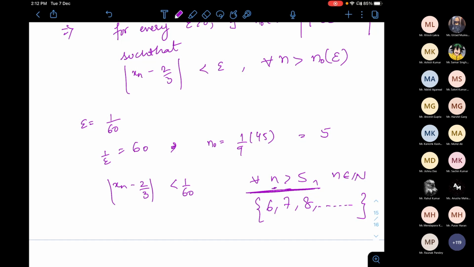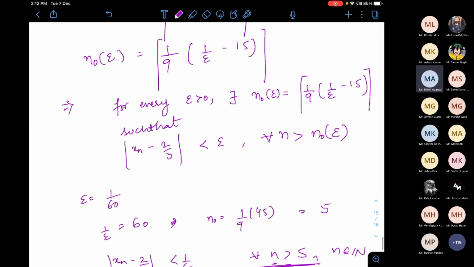That's why I always ask students that if you have this type of confusion and you don't want to cross check, why don't you choose some number, so that at least 5, 10, 1, 2, so that you don't get confused in the exam. Ma'am, if in the exam we write n naught of epsilon greater than or equal to 1 by 9 times 1 by epsilon minus 15, then it will be correct. Yes, is it correct with this formula?